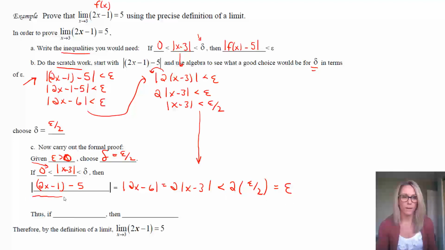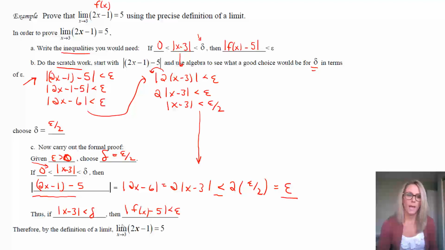So the y values, the function and its limit, is less than epsilon. And that's the whole point of the precise definition of a limit, is that if we're close in the x direction, we have to prove that we're close in the y direction. And so we've done that. So now we can say, if the absolute value of x minus 3 is less than delta, then the absolute value of f of x minus 5 is going to be less than epsilon. And by definition of a limit, we now have proven that to be so.